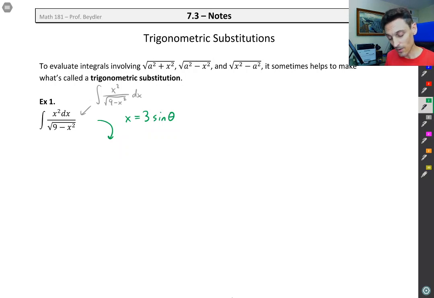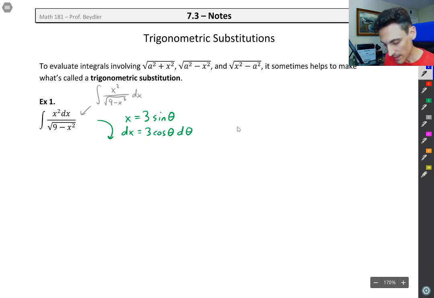But we're going to replace all the x's in this integral with 3 sine theta. Now the dx would then get replaced with 3 cosine theta d theta. So we're entering this new variable theta. We're going from x into theta. So we're going to replace all the x's with 3 sine theta. We're going to replace the dx with 3 cosine theta d theta. And the integral that we're going to get is going to be all in terms of theta.